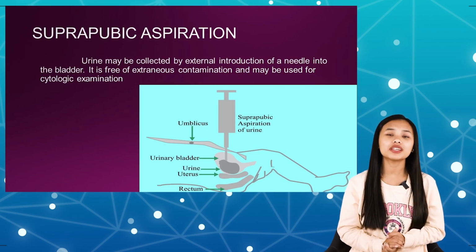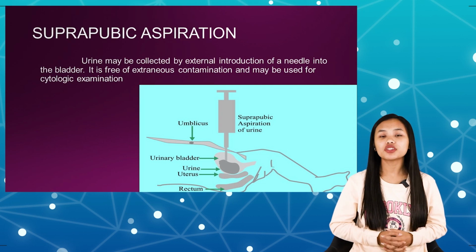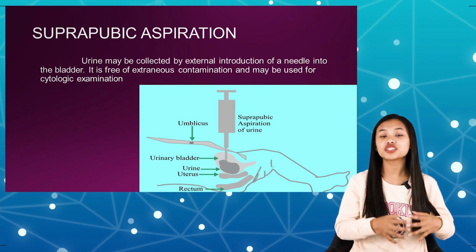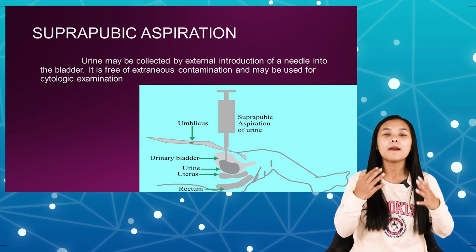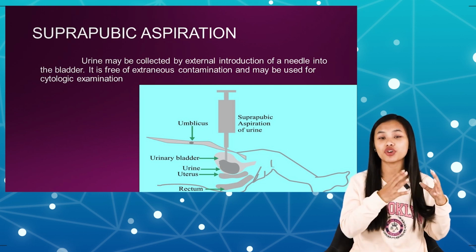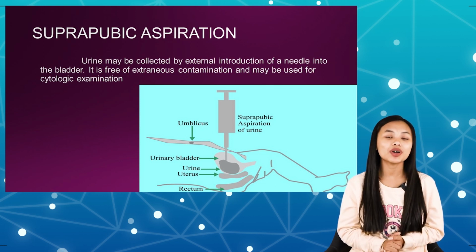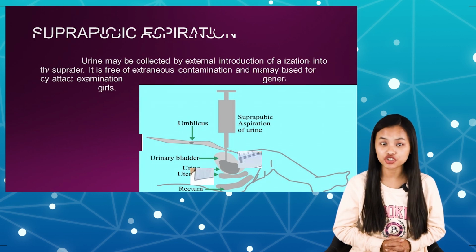Now moving on to the next, which is the suprapubic aspiration. Here the urine will be collected by the external introduction of a needle into the bladder. By doing this, it helps the specimen to be free from any extraneous contamination, and it may be used for any cytologic examination.